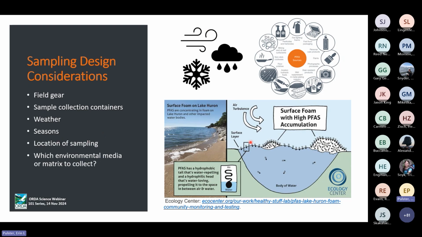Location of sampling is basically: where do we want to sample? That also has to do with which environmental media or matrix you want to collect, which again all has to do with your sampling question. Do you want to look at the partitioning of something within a particular ecosystem or environment? In which case you would probably need to collect everything from the surface water microlayer down to the sediment.